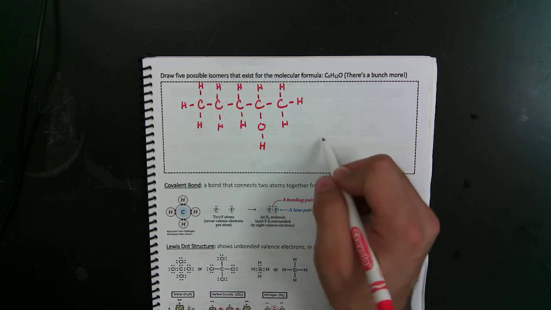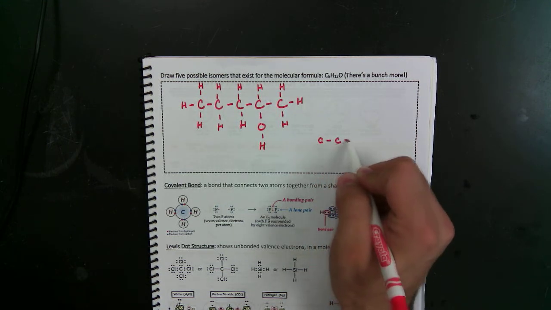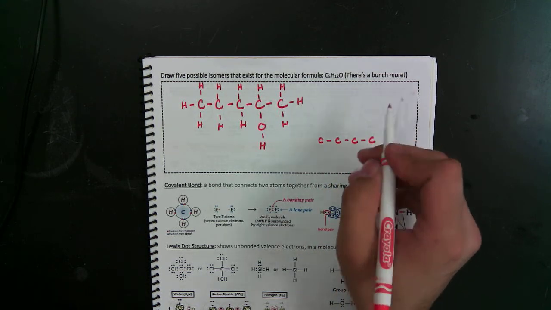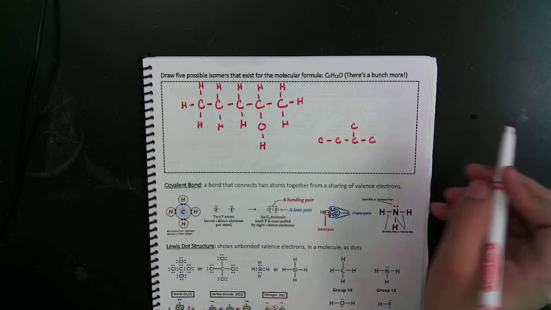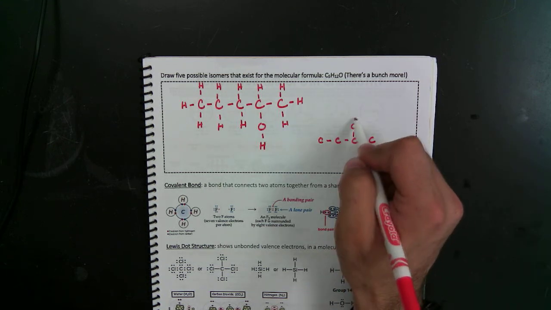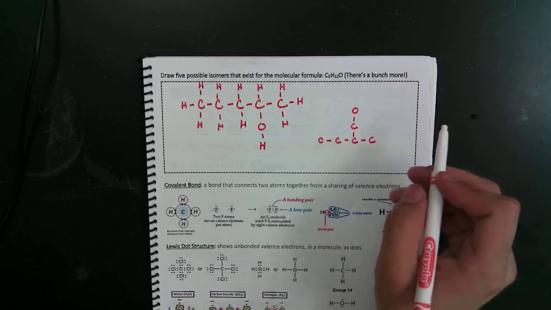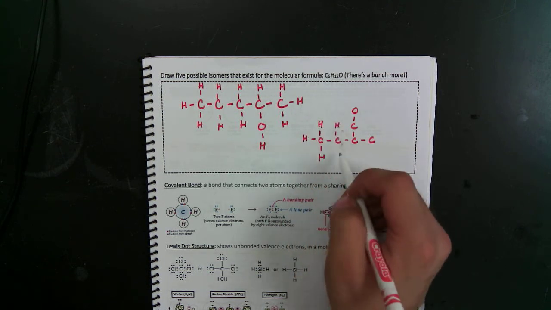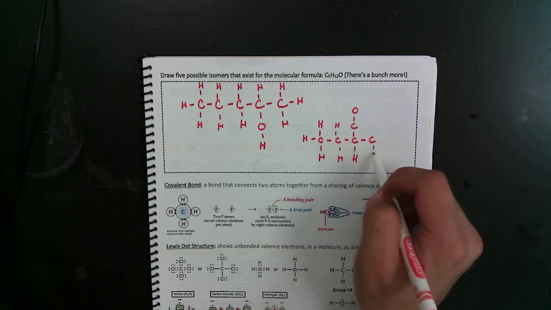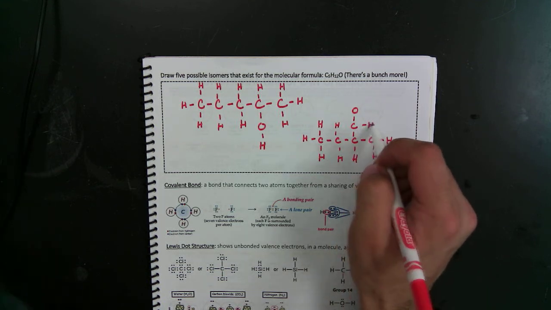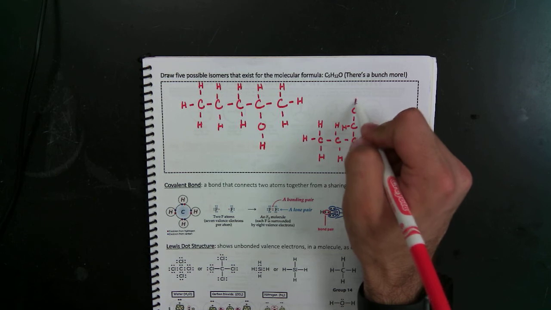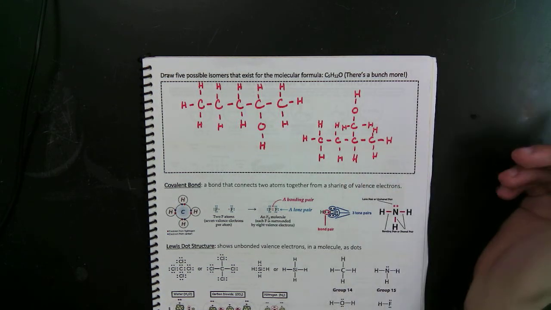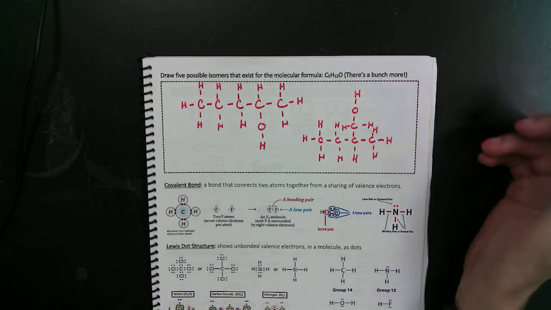We'll do 1 just to show how it's an isomer. I can do 1, 2, 3, 4. Let's do 5 here. I'm going to put my oxygen there. 1, 2, 3, 4, 5, 6, 7, 8, 9, 10, 11, and then 12. So that's another isomer, same molecular formula, different structure.